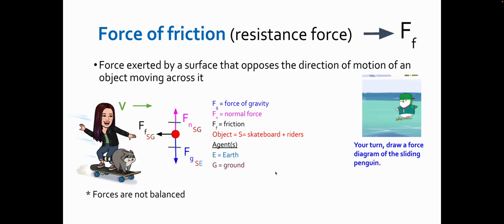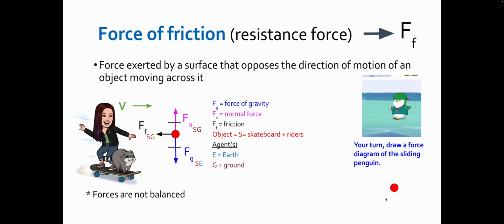This time, I would like you to draw a force diagram of the sliding penguin. So the penguin slips on the banana peel and slides across the ice there. So that means, see how it's sliding? That means there definitely is a force of friction there. All right, so pause the video and give it a shot and then come back and check how you did.